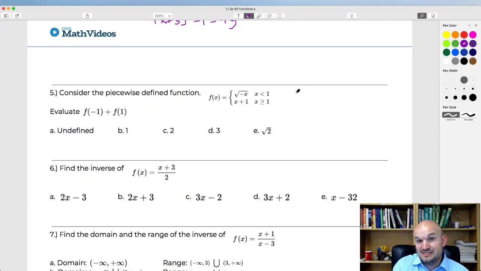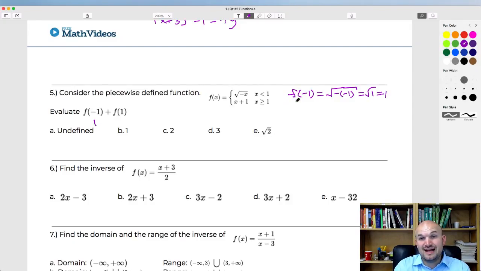So basically what that means is we need to figure out what f of negative 1 is. Well, negative 1 is less than 1. So this function is only defined for x values that are less than 1. That means I'm going to plug negative 1 into that function. So the square root of minus a negative 1 is equal to the square root of 1, which is equal to 1. So f of negative 1 is 1.